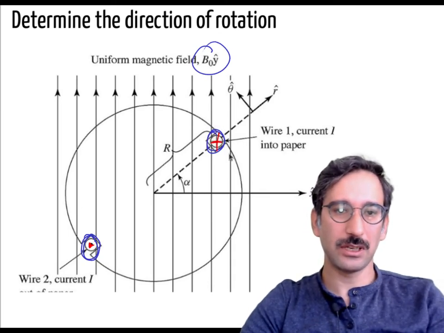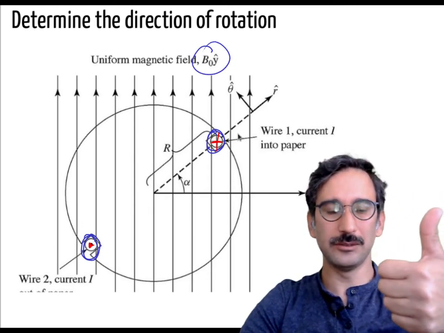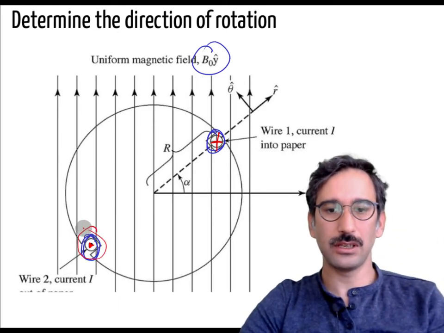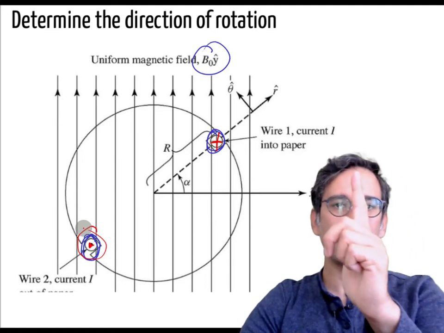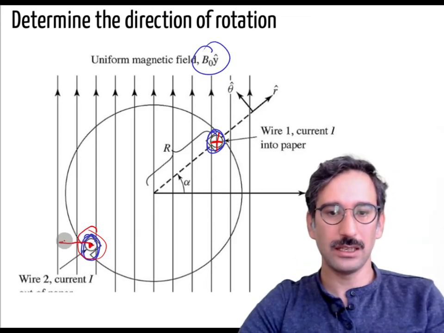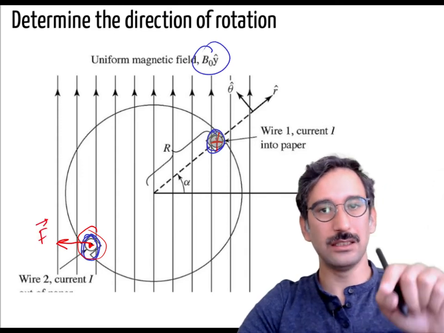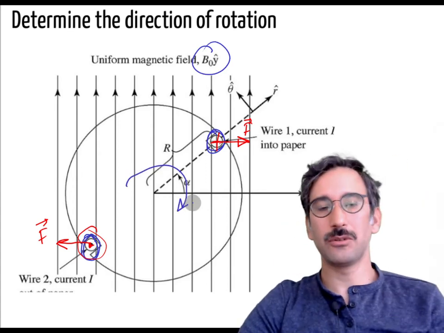Actually, you can do the force calculations again. Your thumb is the current direction, so for that one it is coming out of the page, and then your fingers are the magnetic field direction, and your palm shows you the direction of the force. So you can calculate that in this case the force is in this way, and here the direction of the current is reversed, so the force in this case is like that. So as a result, it will try to rotate that thing in the clockwise direction, right?